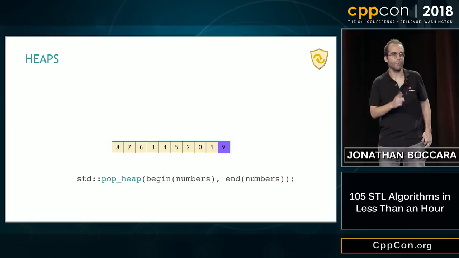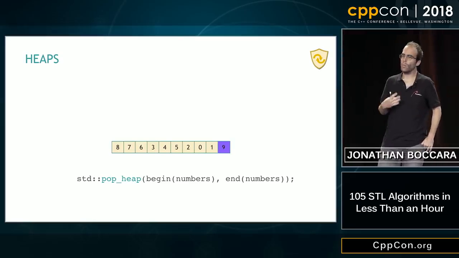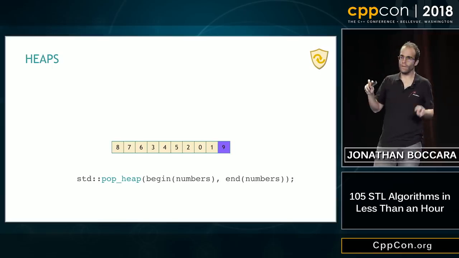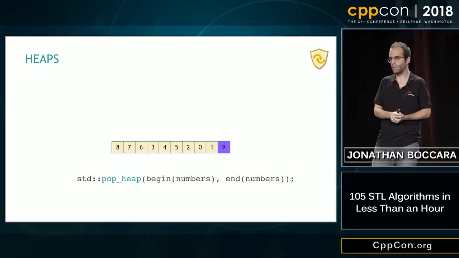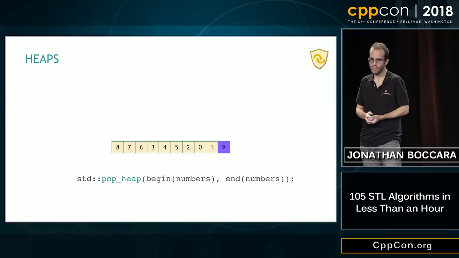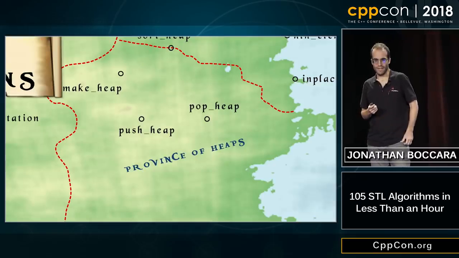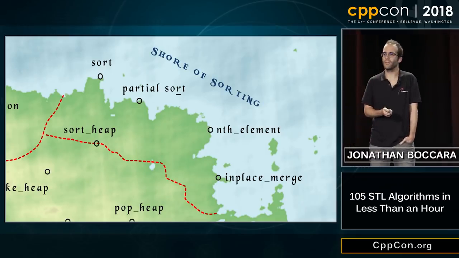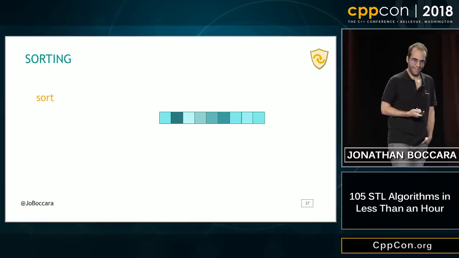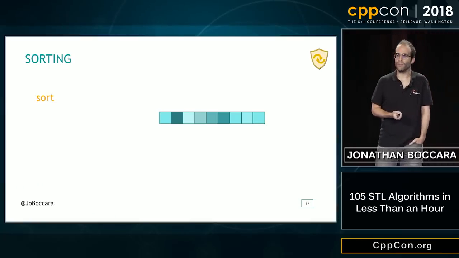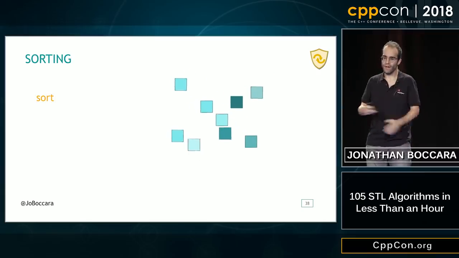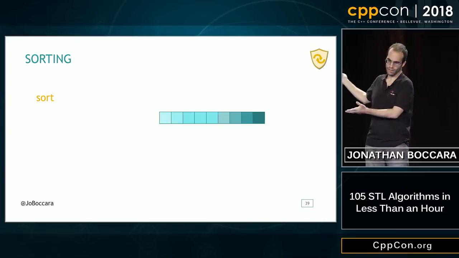Yeah, right, a sorted collection. So that's a way to sort a collection, and that's what sort heap does. Talking about sorting, this is the region around the corner, the shore of sorting. So let's see how to sort with the STL. Well, the simplest way probably is std sort. That takes a collection, begin end, and rearranges them so that they're in sorted order.